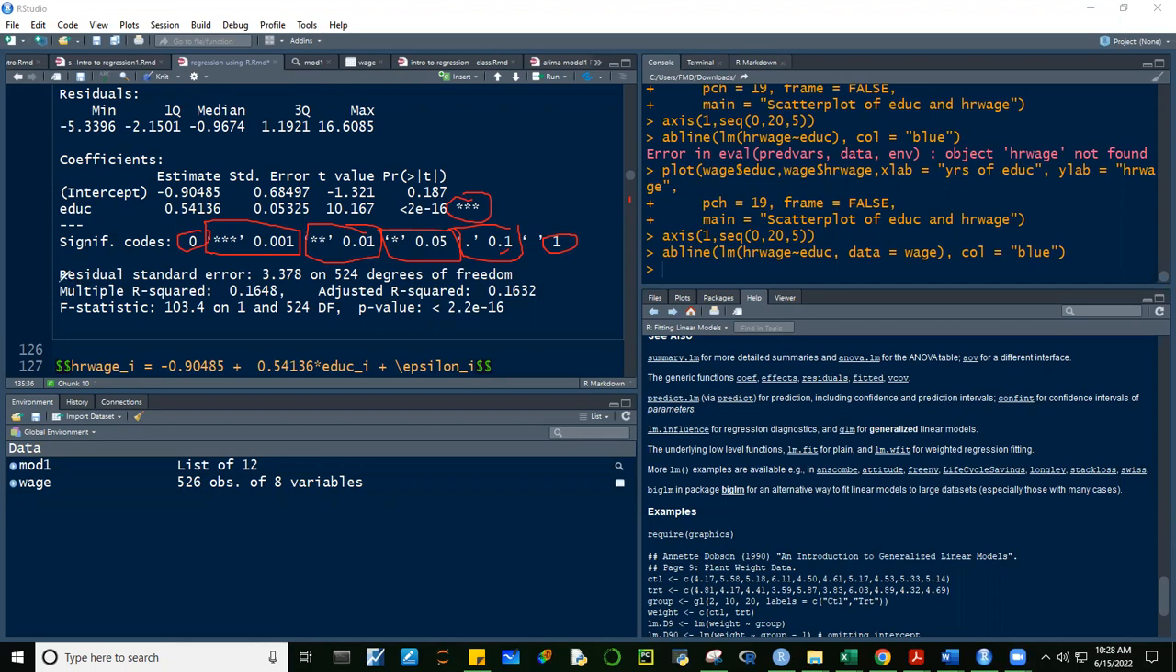Okay, how about this, guys? Standard error ng residuals natin. We will use this more in the future. 3.378 on 524 degrees of freedom. Okay. Now itong multiple R squared at adjusted R squared. What does this mean? So let's just use first itong adjusted R squared, 16.32. Can anybody tell the class what's the meaning of this adjusted R squared na to?